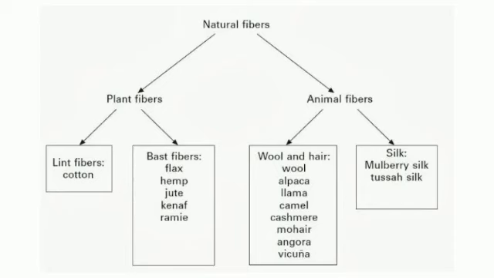Now let us discuss some examples of plant and animal fibers. Plant fibers include linen and cotton, also flax, hemp, jute, etc. Whereas animal fiber includes mulberry silk and other types of silk, leather, etc.